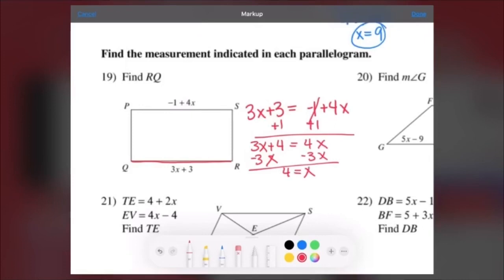Now, we weren't just solving for x, we were solving for RQ. So we just have to plug it in to what we have here. So 3 times 4 plus 3, and that's equal to 12 plus 3. So we get 15 for number 19. Okay? So moving forward, number 21.